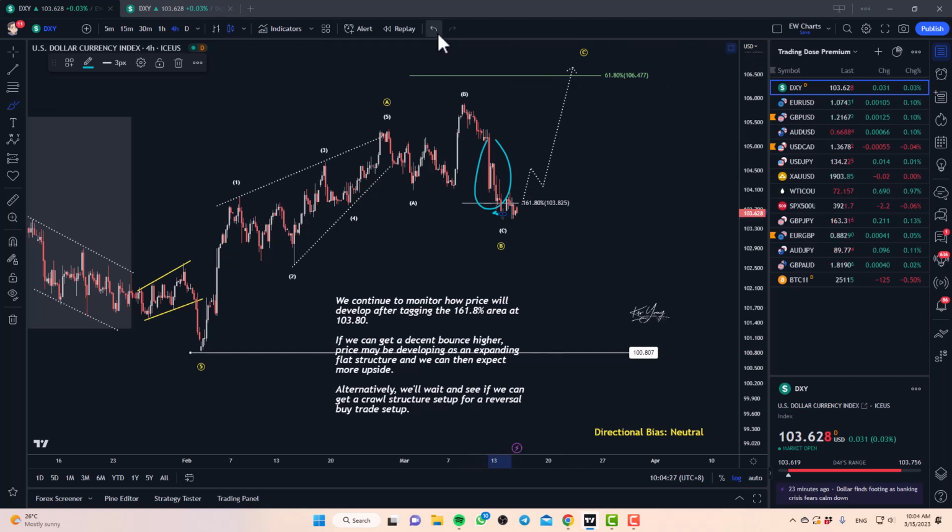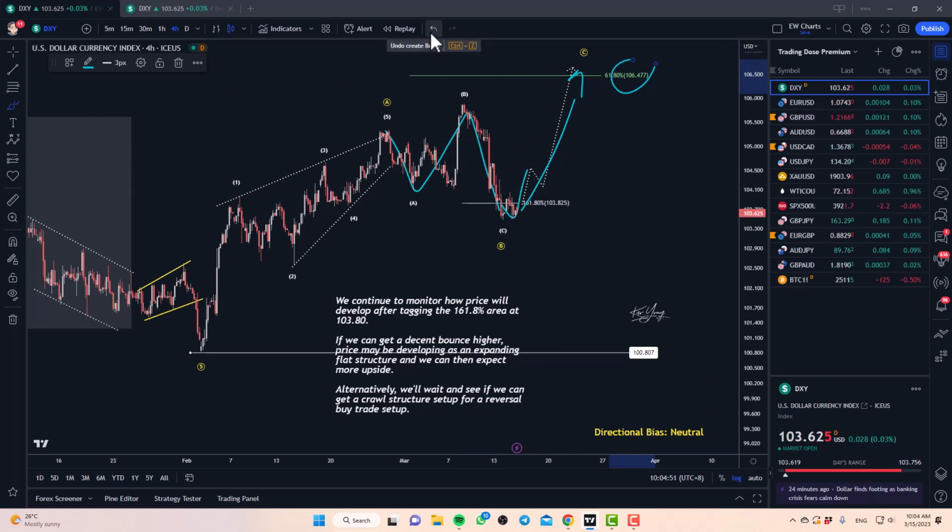So right now we're observing one of two things here. One is that we're going to get perhaps a strong bounce, and if we can get that, then from an Elliott Wave perspective, what we're seeing here is a 1, 2, 3 expanding flat structure, and we'll expect another pushback towards the 106.47 area. And if we get that strong little bounce, we'll have a potential buy trade on the dollar itself.